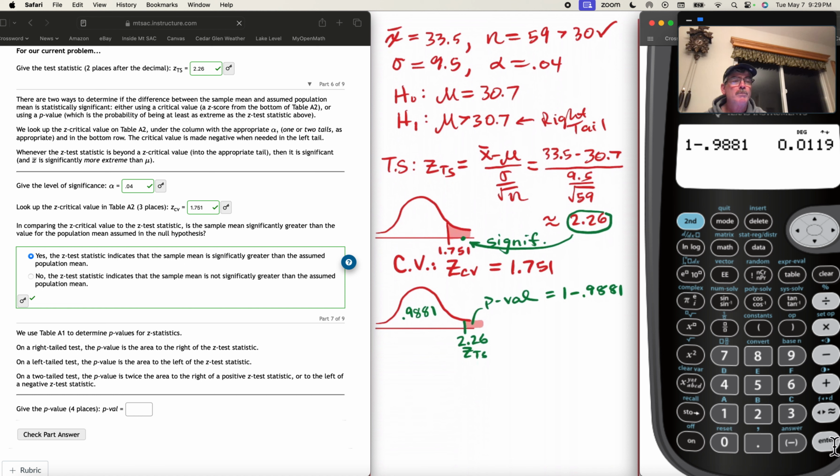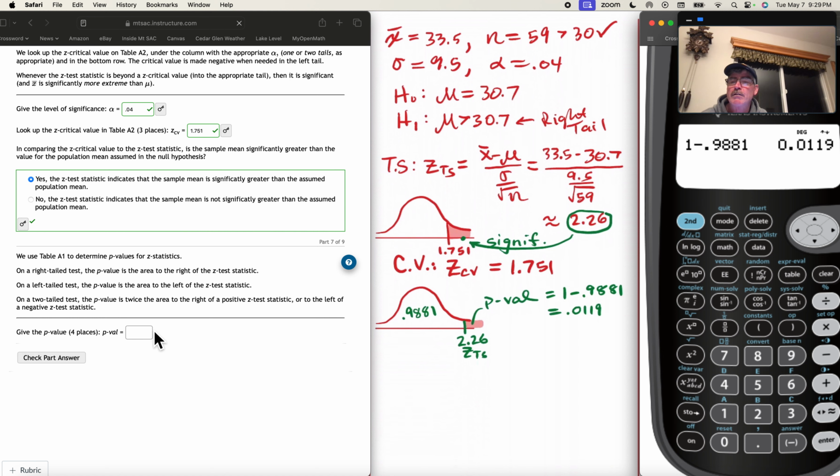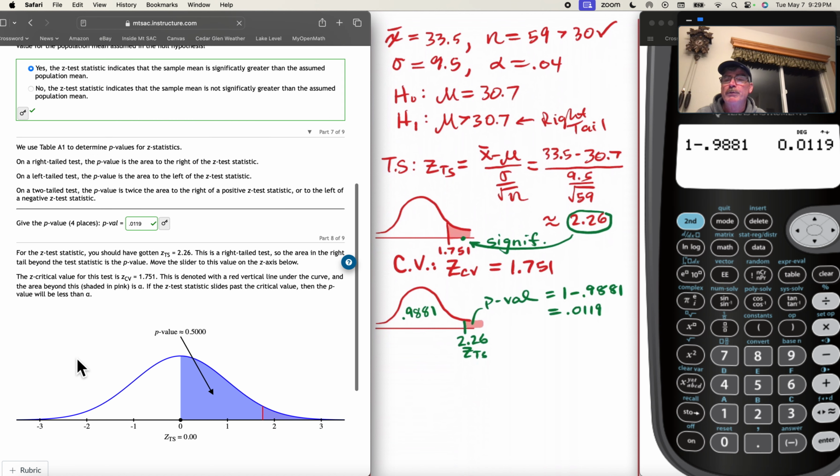Okay, and we get 0.0119. Okay, and so I think we just put that in here. Hopefully we'll get it right. 0119. And it looks like we got it right.